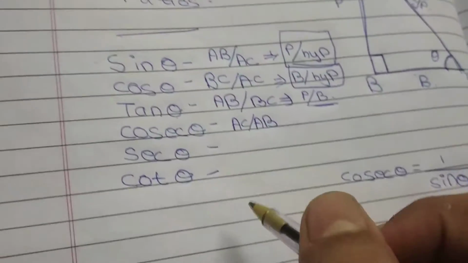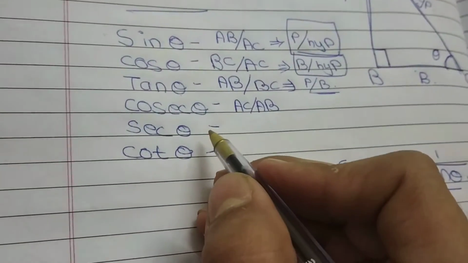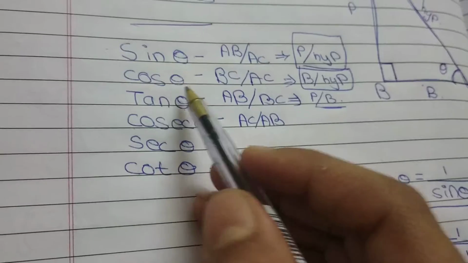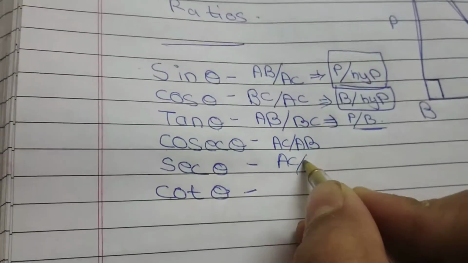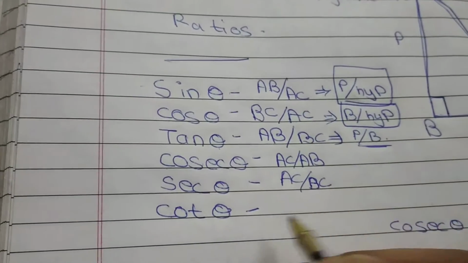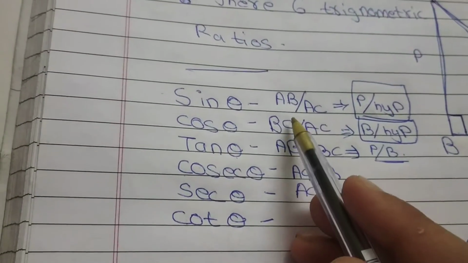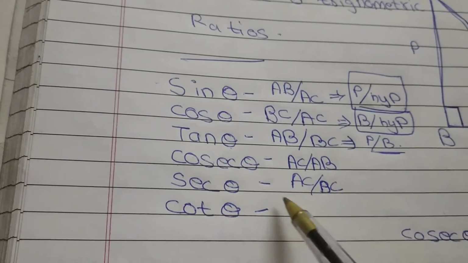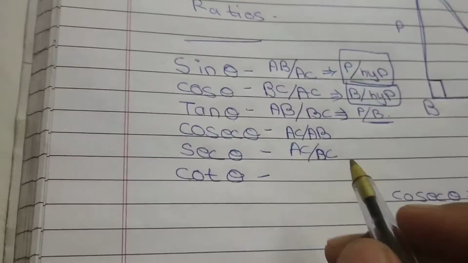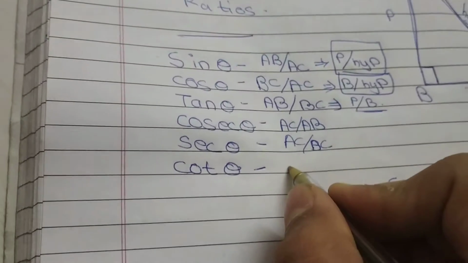So now what is secant theta? We know that secant theta is a reciprocal of cos theta. So we will write it as AC upon BC. It is written here BC upon AC, but this is now AC upon BC because it is the reciprocal of cos theta. So now we will see what is cot theta.